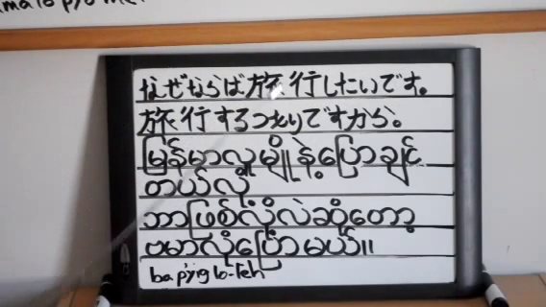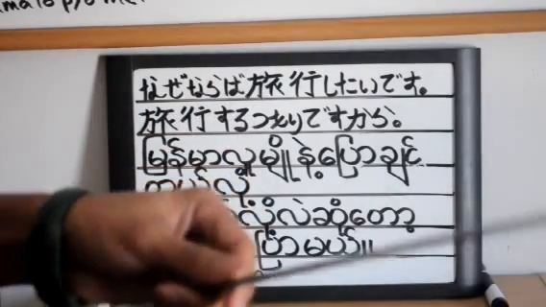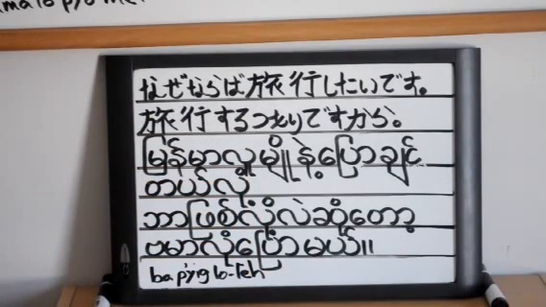Now, in both Japanese and Burmese, there are two ways of saying because. There's a way to say it at the beginning of the sentence, and there's a way of saying it at the end of the sentence, or after a verb. So here in Japanese is naze naraba, because that will always be used at the beginning of the sentence. Okay, let's look at the second example.